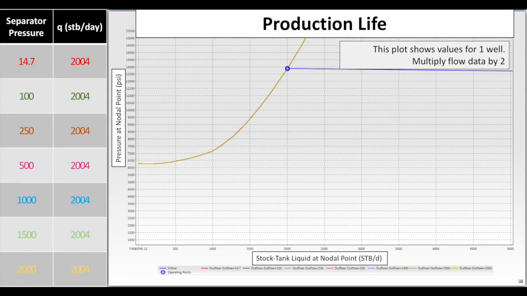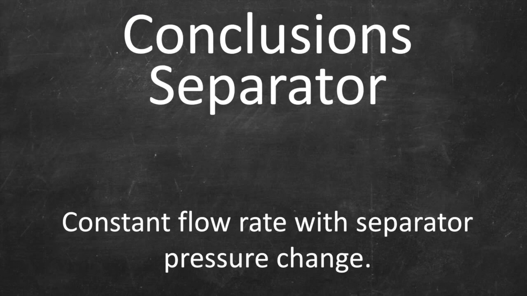For our initial setup, the separator pressure was set at 500 psi. When testing different separator pressures, we used values both higher and lower than our original value. The values we chose ranged from 14.7 psi, atmospheric pressure, all the way up to 2,000 psi. Because we assumed single-phase oil, all of the inflow performance curves for each pressure overlapped each other. Therefore, changing the pressure within the separator made no difference for us. It kept us at a constant flow rate of 2004 stock tank barrels per day.